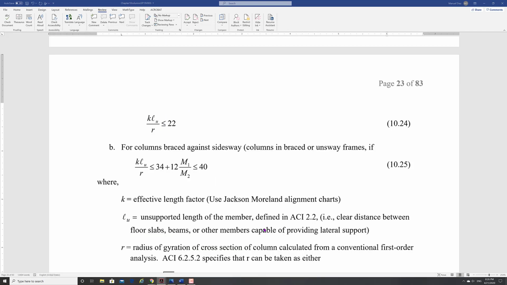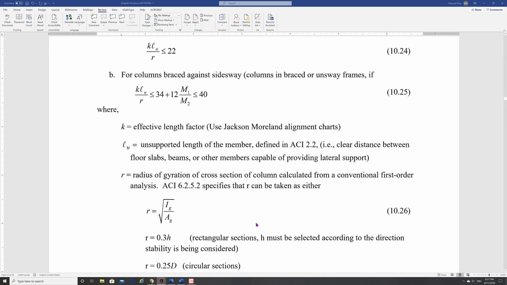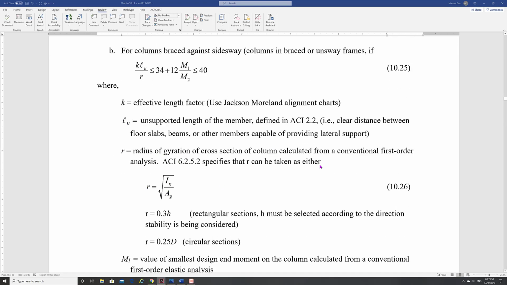All right, so lu is the clear distance, right? You already talked a little bit about that. r, of course, is your radius of gyration. So this is the one that captures the cross-section, right? And the radius of gyration is defined by the square root of the moment of inertia divided by the gross area. It can be approximated as 0.3h. Okay.